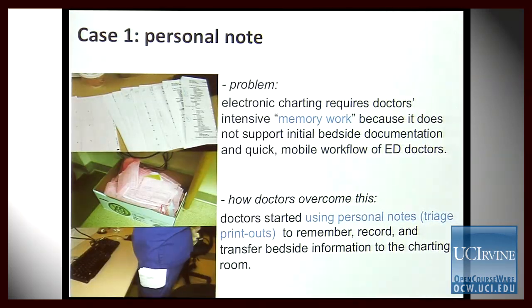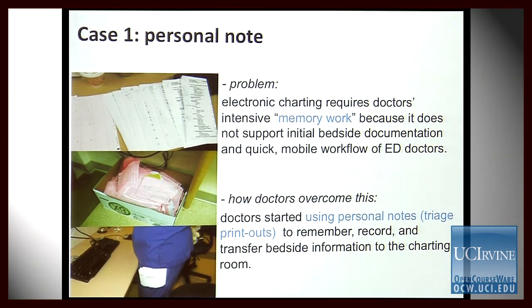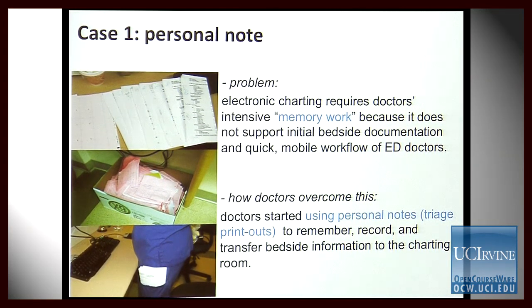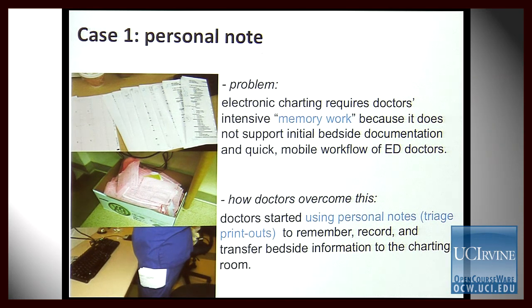The first one is personal notes. This is probably the most popular workaround reported in previous literature. A lot of people have talked about what's going on in our field: there's paper resistance. Why do we have such a nicely designed technology, but there are still papers? There are still papers everywhere.